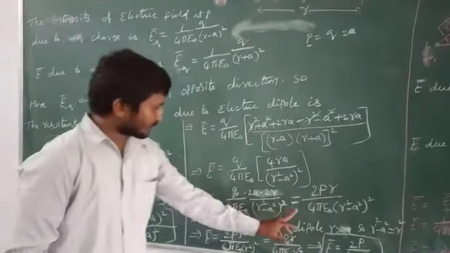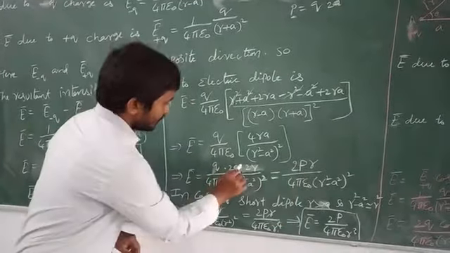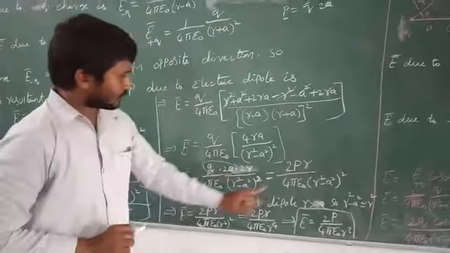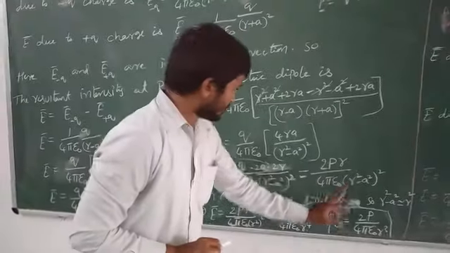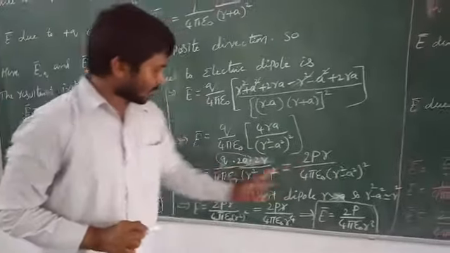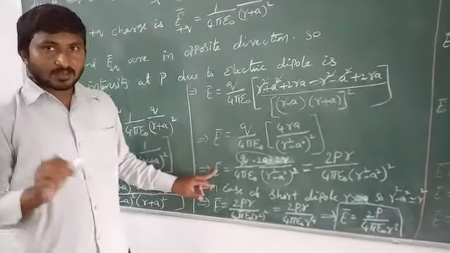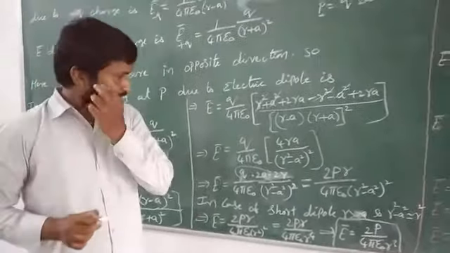Therefore, that becomes 2pr, because in place of q into 2a it becomes p, by 4 pi epsilon naught into (r² − a²) whole squared. This is the expression for intensity of electric field due to an electric dipole on the axial line.